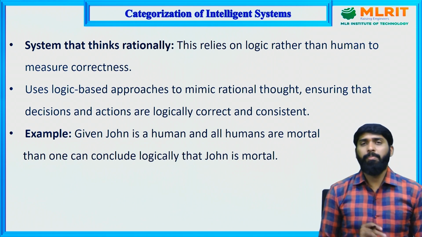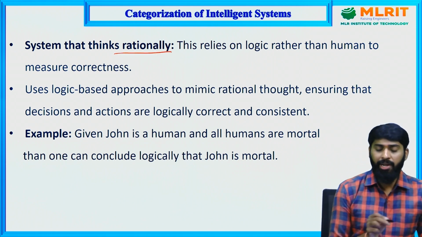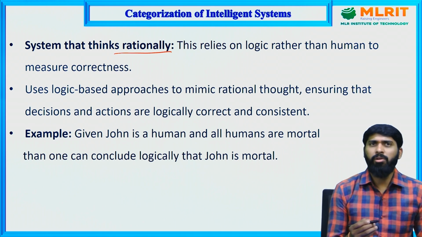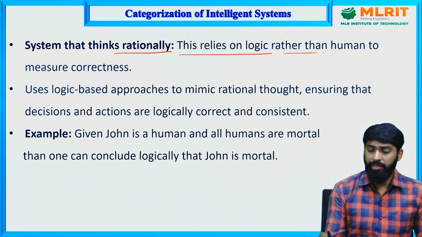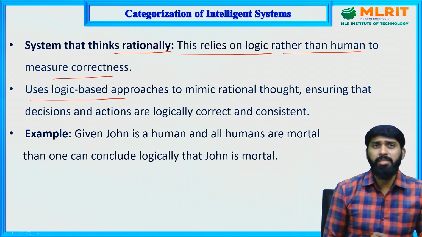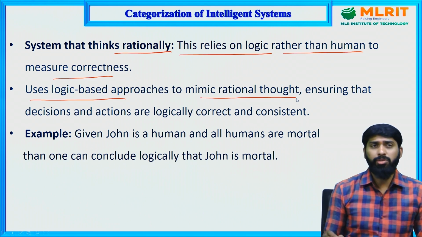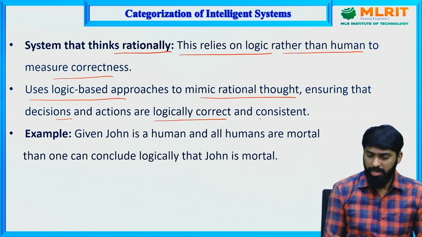So the third type of intelligent system is a system that thinks rationally. That means here we follow logic, the laws of logic, rather than humans to measure correctness. It uses logic-based approaches to mimic rational thoughts, ensuring the decisions and actions are logically correct and consistent.